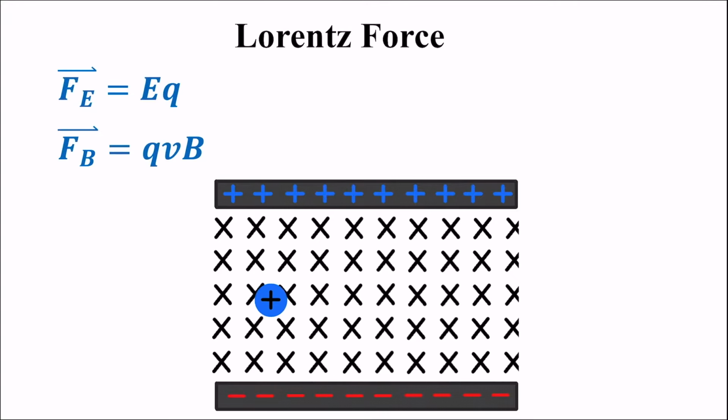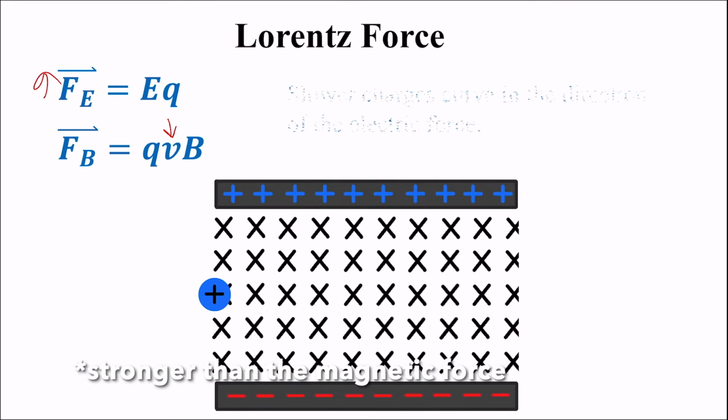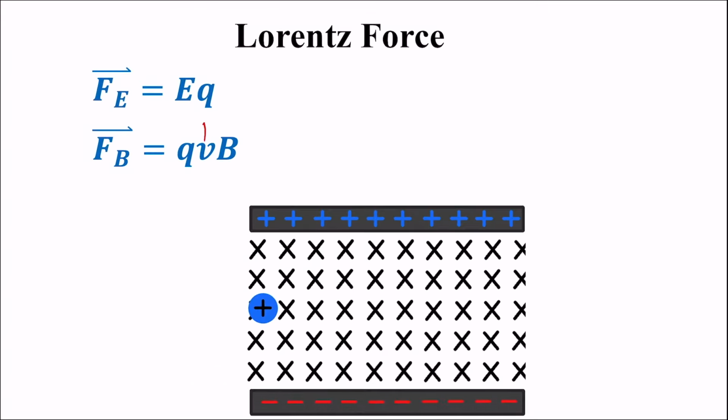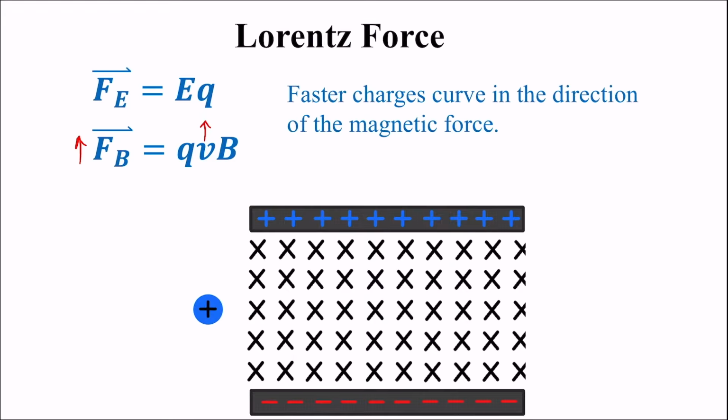But if a particle is going slower, then that's going to mean the electric force is stronger and the particle will curve in the direction of the electric force. Now, if the particle is traveling faster, that's going to make the magnetic force stronger, and in this case, the particle is going to curve in the direction of the magnetic force.